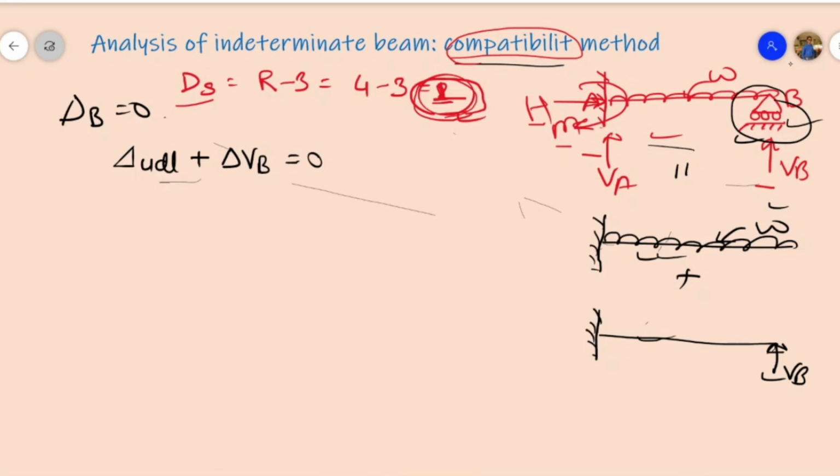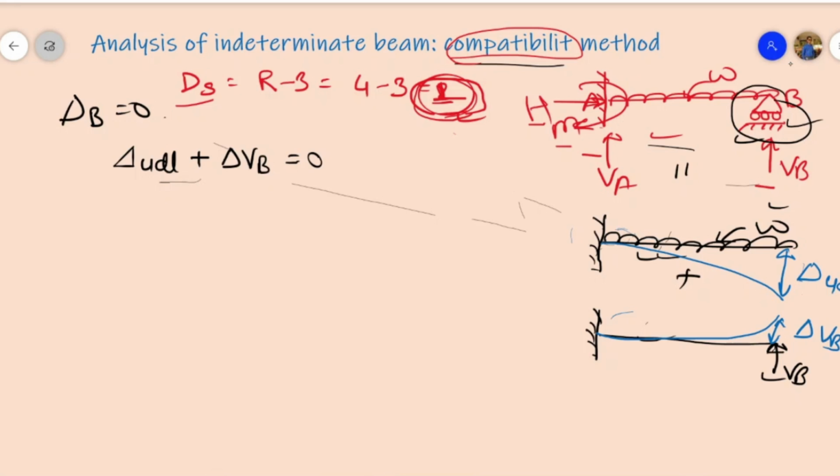So I am telling you, when a cantilever beam is loaded with UDL, the deflection curve will show something like this. It will be the delta of UDL, and due to this vertical reaction it will deflect something like this. So this deflection will be delta due to the vertical reaction VB. The combination of these two will be 0.